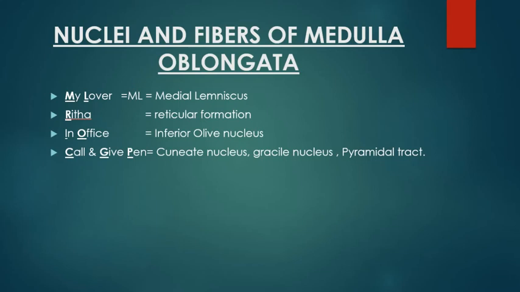There are some terms we need to remember, so I marked a code here. The nuclei and fibers of medulla oblongata: Myelencephalon. ML stands for medial lemniscus. R, the first letter, stands for reticular formation. O stands for inferior olive nucleus. C for cuneate nucleus, G for gracile nucleus, and P for pyramidal tract.